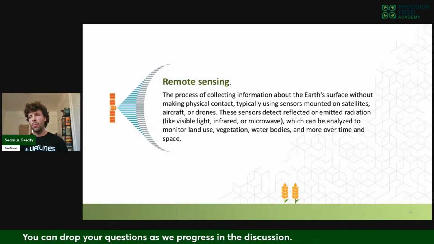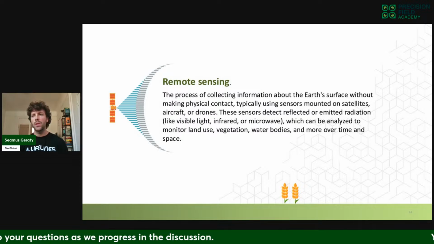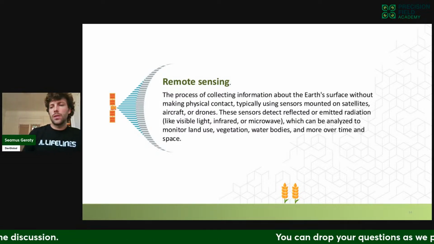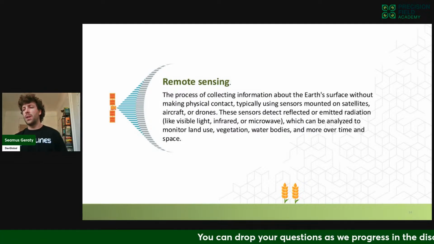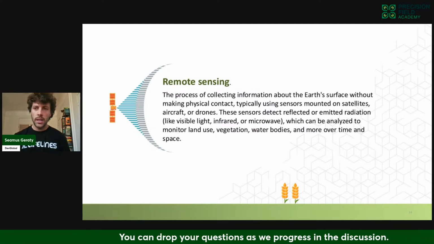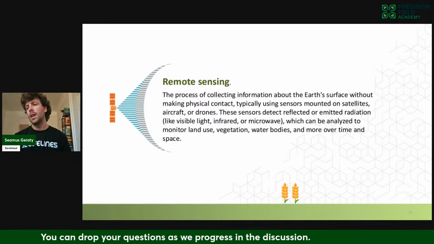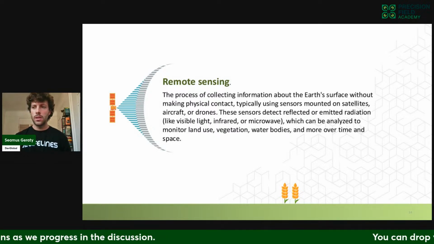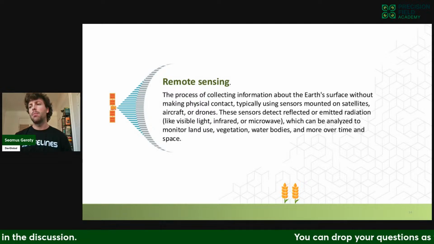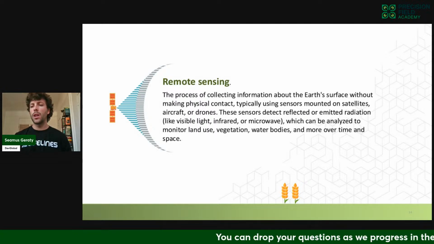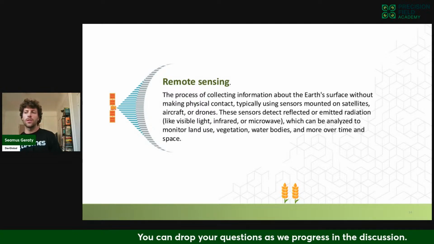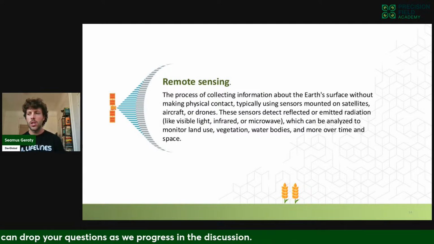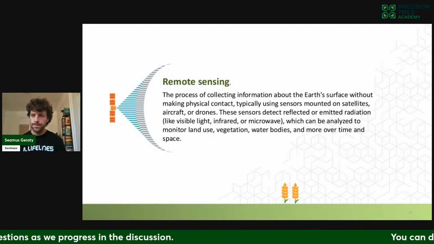So it uses remote sensors mounted on platforms like satellites, aircrafts, or drones. And then these sensors detect reflected or emitted radiation, such as visible light, infrared, or microwaves. And then this information that is captured by the sensors on these crafts can be analyzed, and we can monitor various aspects of the Earth's surface, including land use, vegetation health, water bodies, and changes over time and space.